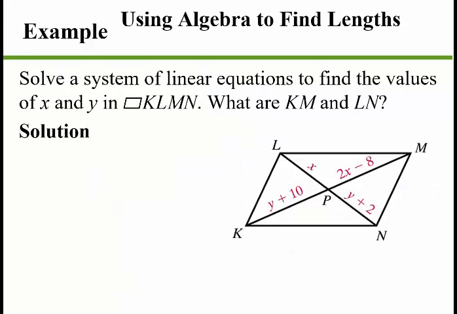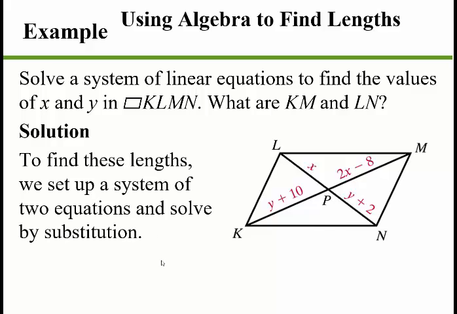All right, let's do this problem. So this is using algebra to find some lengths here. I want to solve a system of linear equations to find the value of x and y here, right? And all we know is that KLMN is a parallelogram. And then I ask you, what are the lengths of KM, the length of this total here, and the length of LN, this total length here?